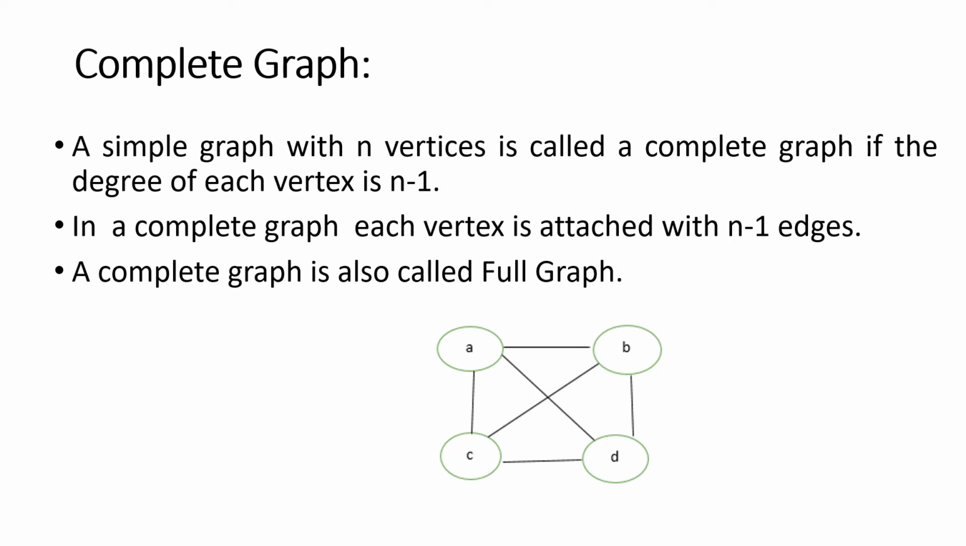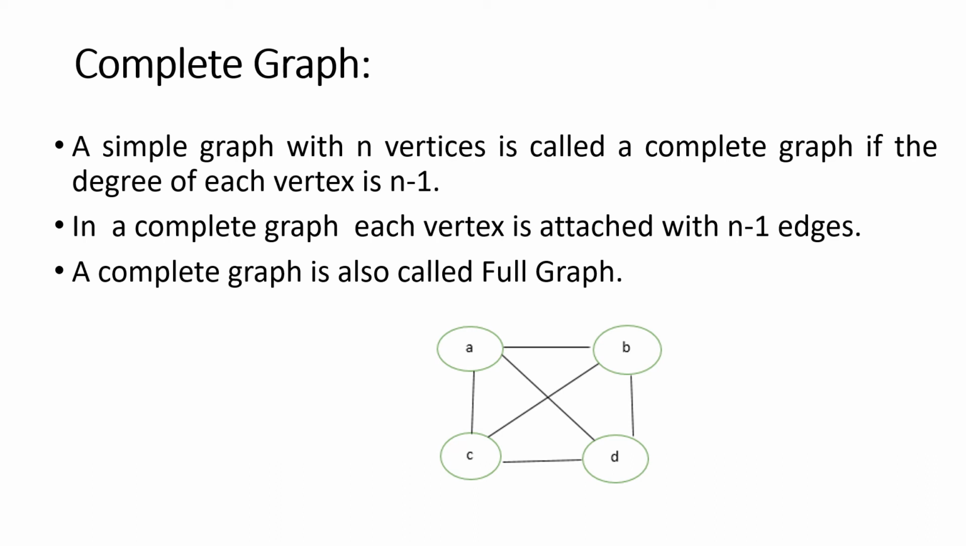Now we will see what a complete graph is. A simple graph having n vertices can be called a complete graph if the degree of each vertex is n minus 1. That means the number of edges incident at each vertex is n minus 1, where n is the number of vertices in the graph. In a complete graph, each vertex is attached to n minus 1 edges, connecting all the vertices in the graph. A complete graph is also called a full graph.